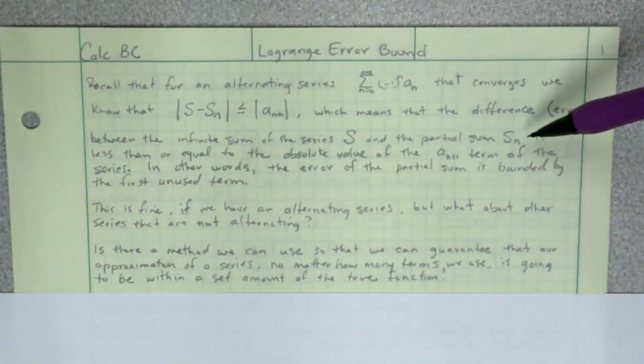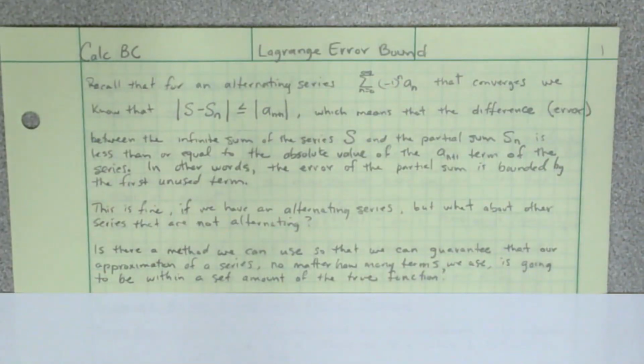the partial sum S of n is less than or equal to the absolute value of the a sub n plus 1 term of the series. In other words, the error of the partial sum is bounded by the first unused term. Okay, so we learned that back in the alternating series. This is fine if we have an alternating series, but what about other series that are not alternating? So that's the big question.